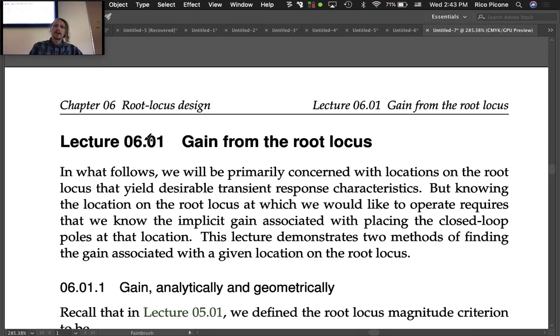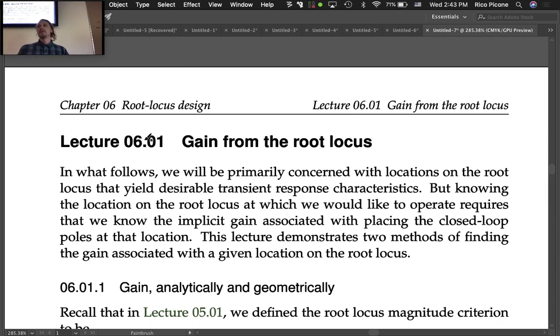Okay, Lecture 6.1, Gain from the root locus. In what follows, we will be primarily concerned with the locations on the root locus that yield desirable transient response characteristics. But knowing the location on the root locus at which we would like to operate requires that we know the implicit gain associated with placing the closed loop poles at that location.